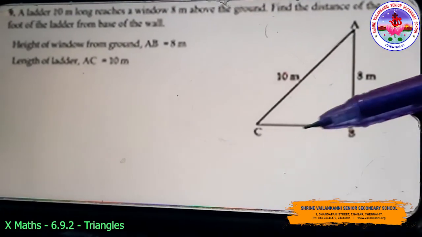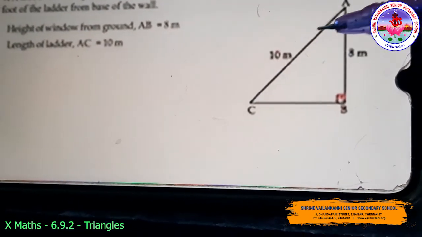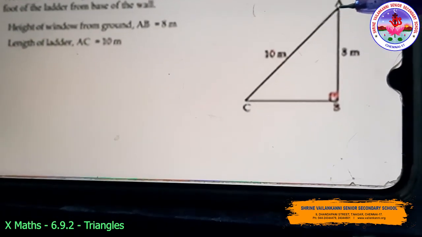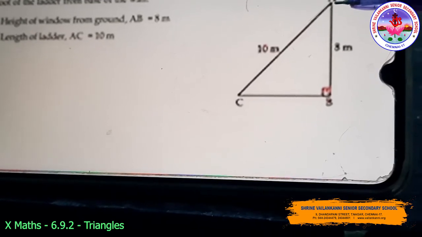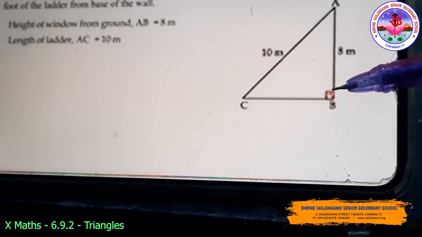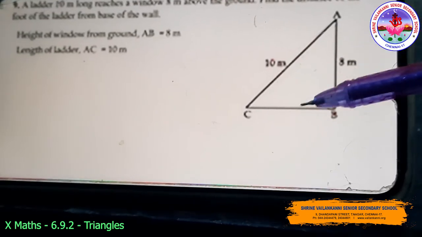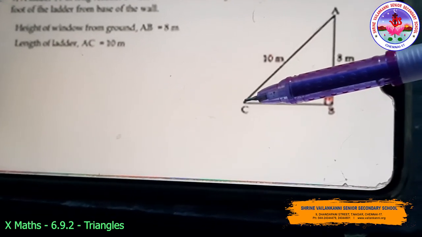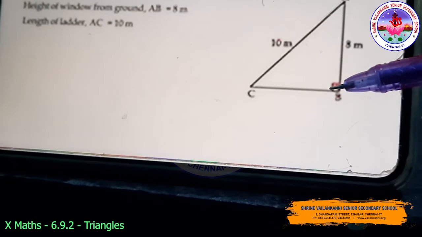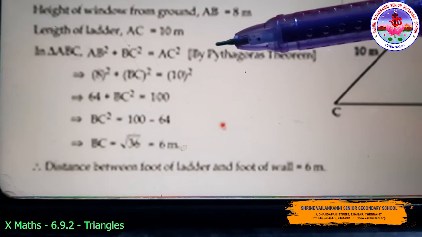We are going to draw the figure for the given statement. So where we are taking the ladder as AC. So this ladder reaches the window at A, where A is at the point where the window is 8 meter above the ground level. We want to find out the distance of the foot of the ladder from the base of the wall. We want to find the base BC.